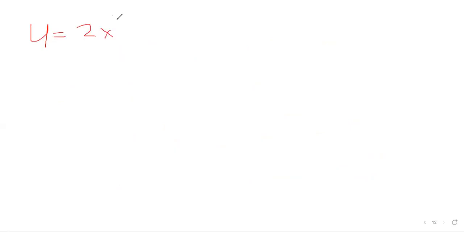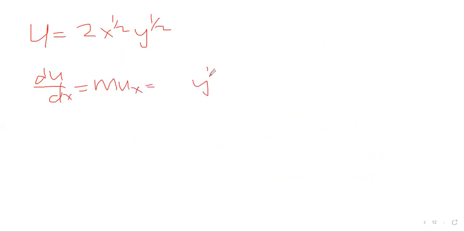So if you have this arrangement here, 2x to the half y to the half. So this is du over dx. This is called the marginal utility of x. Our dummy is y to the half. We're going to differentiate what? 2x to the half. So half times 2 is 1. Half minus 1 is minus half. So it ends there.